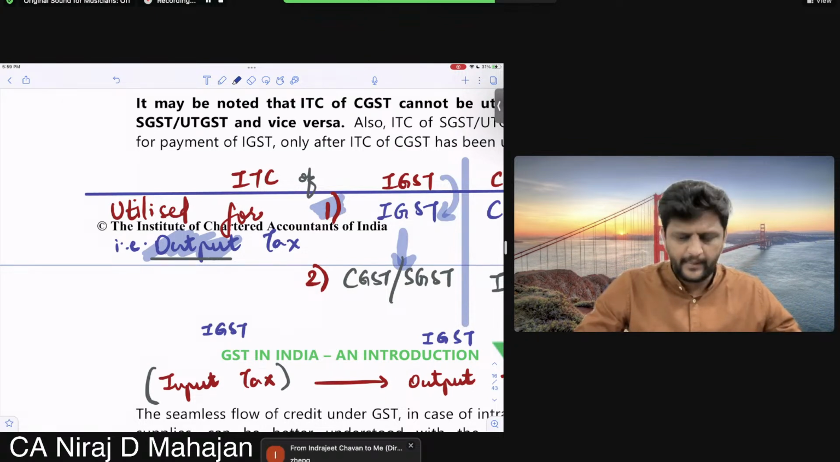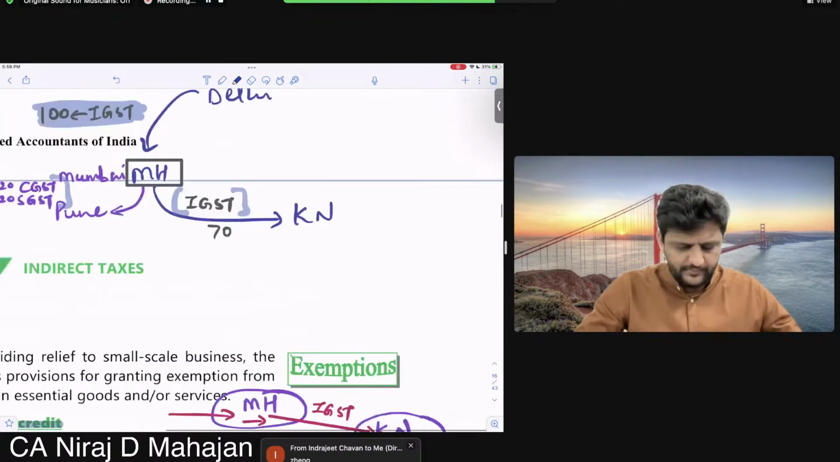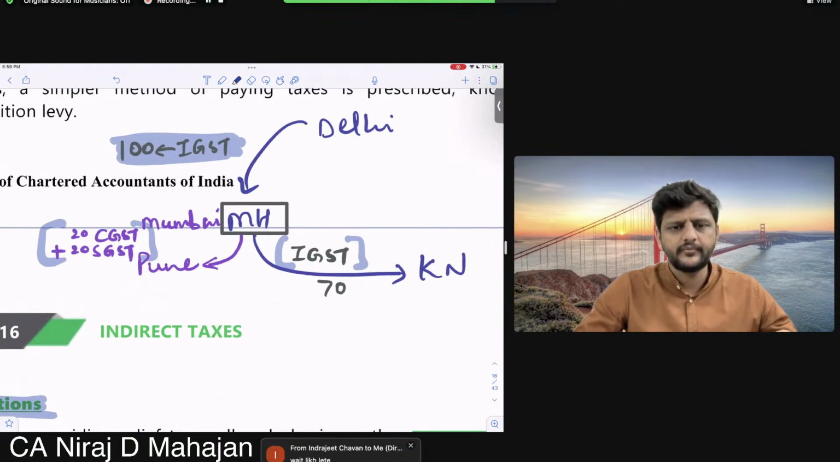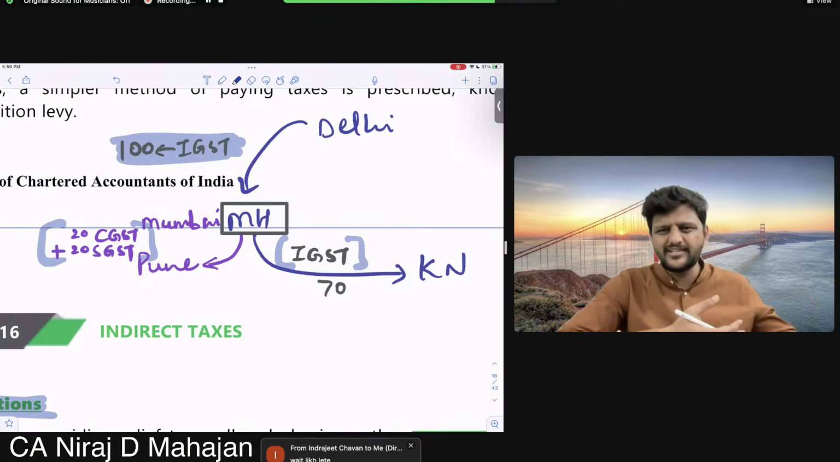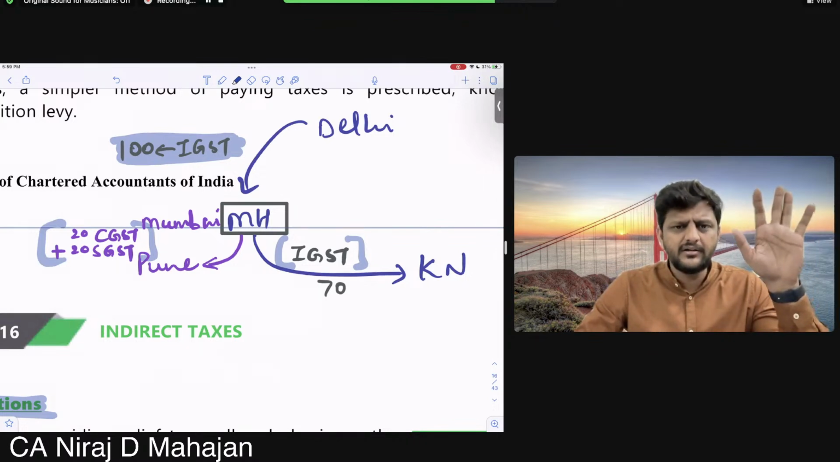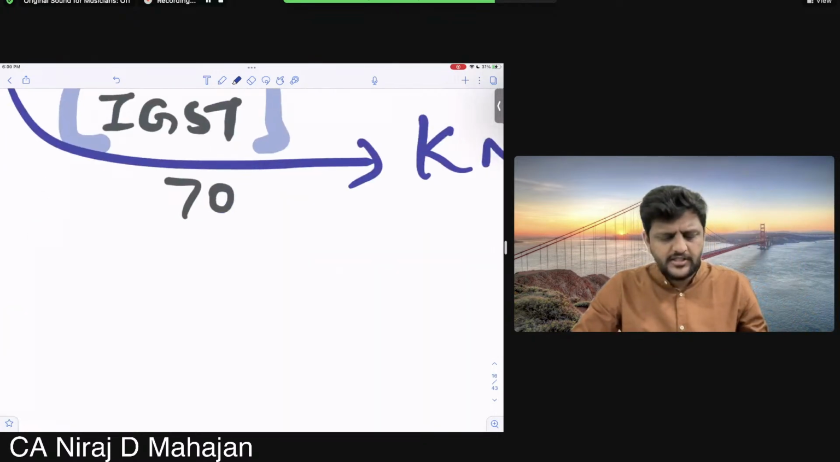Sure? So here again I am showing. Where is my diagram? So this Maharashtra vendor. Wait. You just first listen. Don't jump. This Maharashtra vendor has ITC of IGST. We have solved examples also to do. Don't worry. ITC of IGST 100. Output IGST 70.